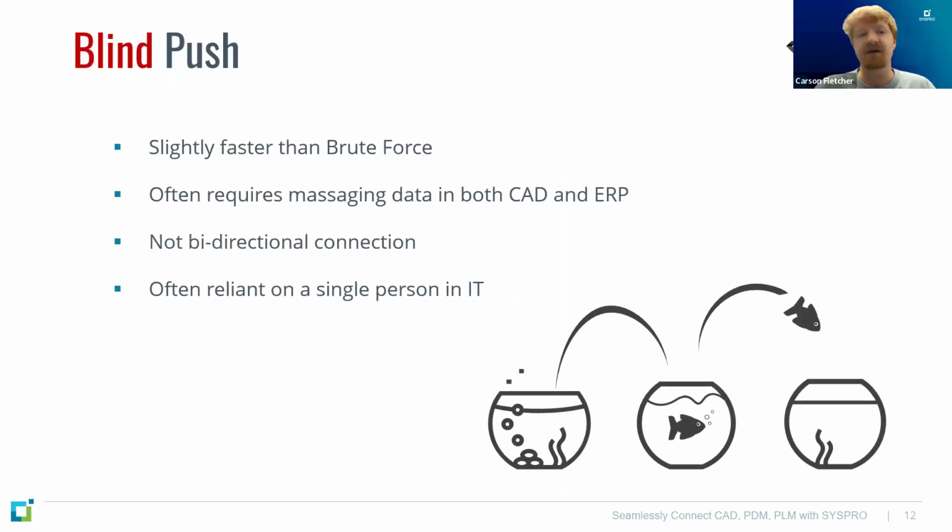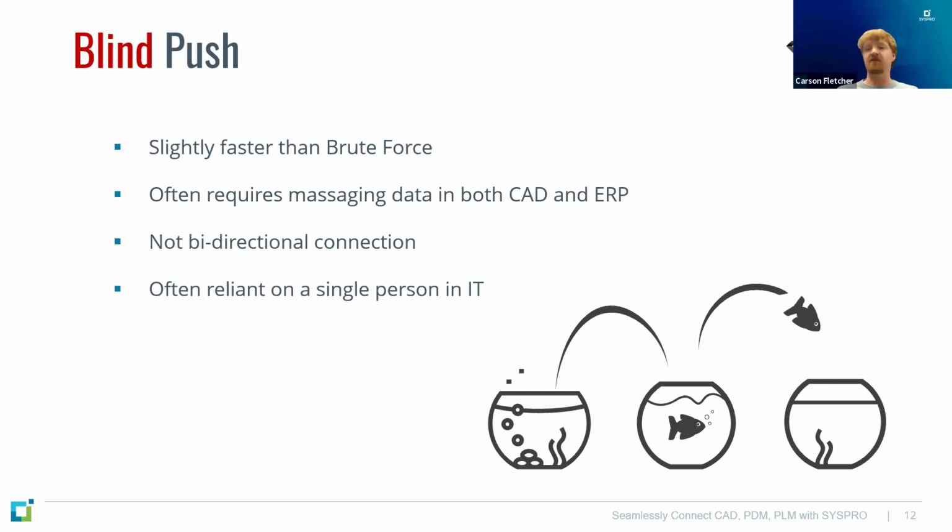It's slightly faster. What I mean by a blind push is maybe you've got some sort of Excel import and export scenario, or some custom tool that was built internally. This is going to be faster than just typing it in, of course, but it often requires massaging of the data on both sides. So it's never as simple as just grabbing my information from the CAD. There's going to be a bunch of manual effort and work to get that to move both ways. And there's often no bidirectional connection.